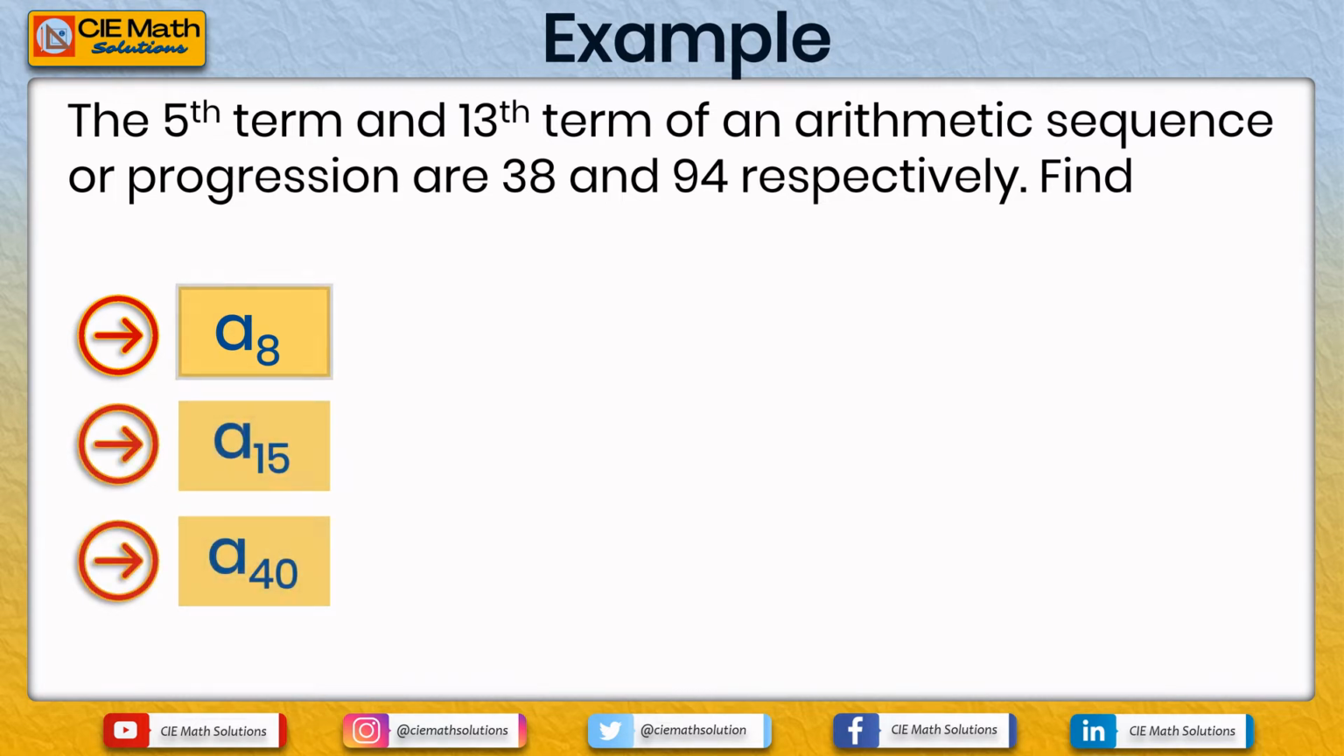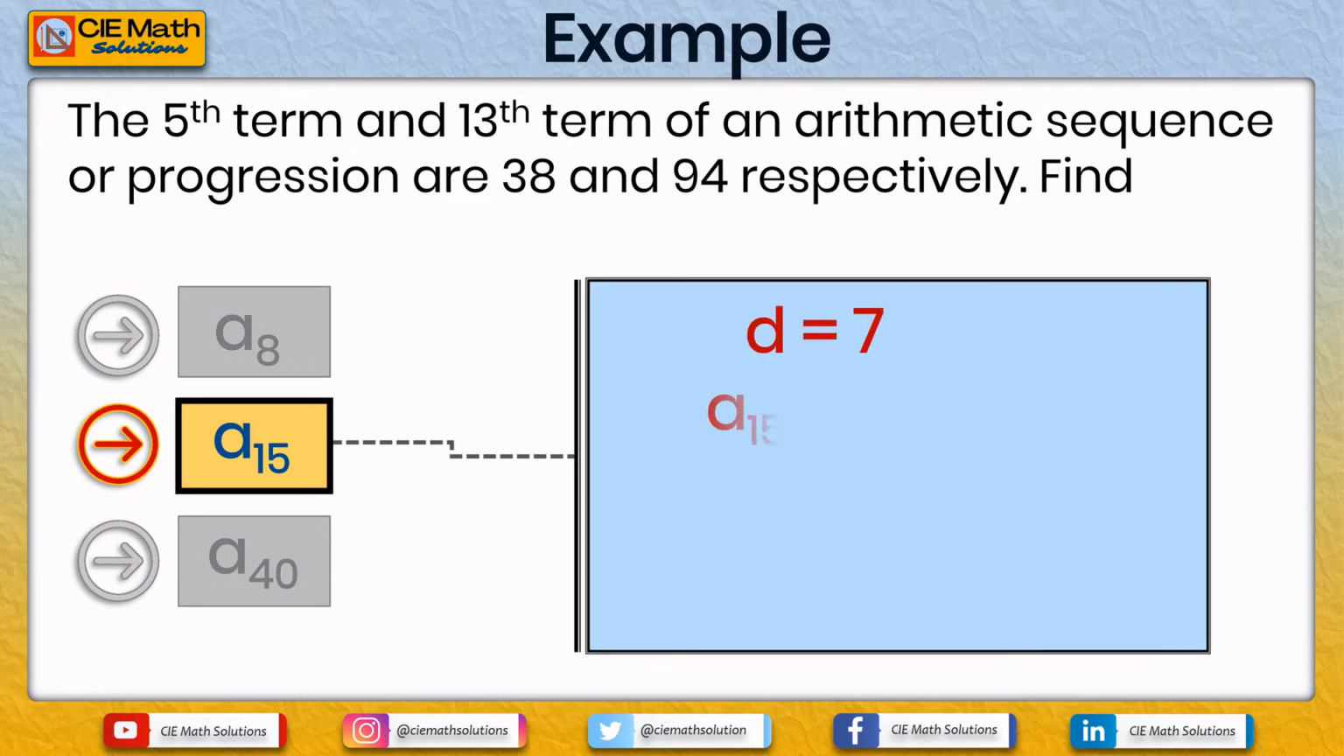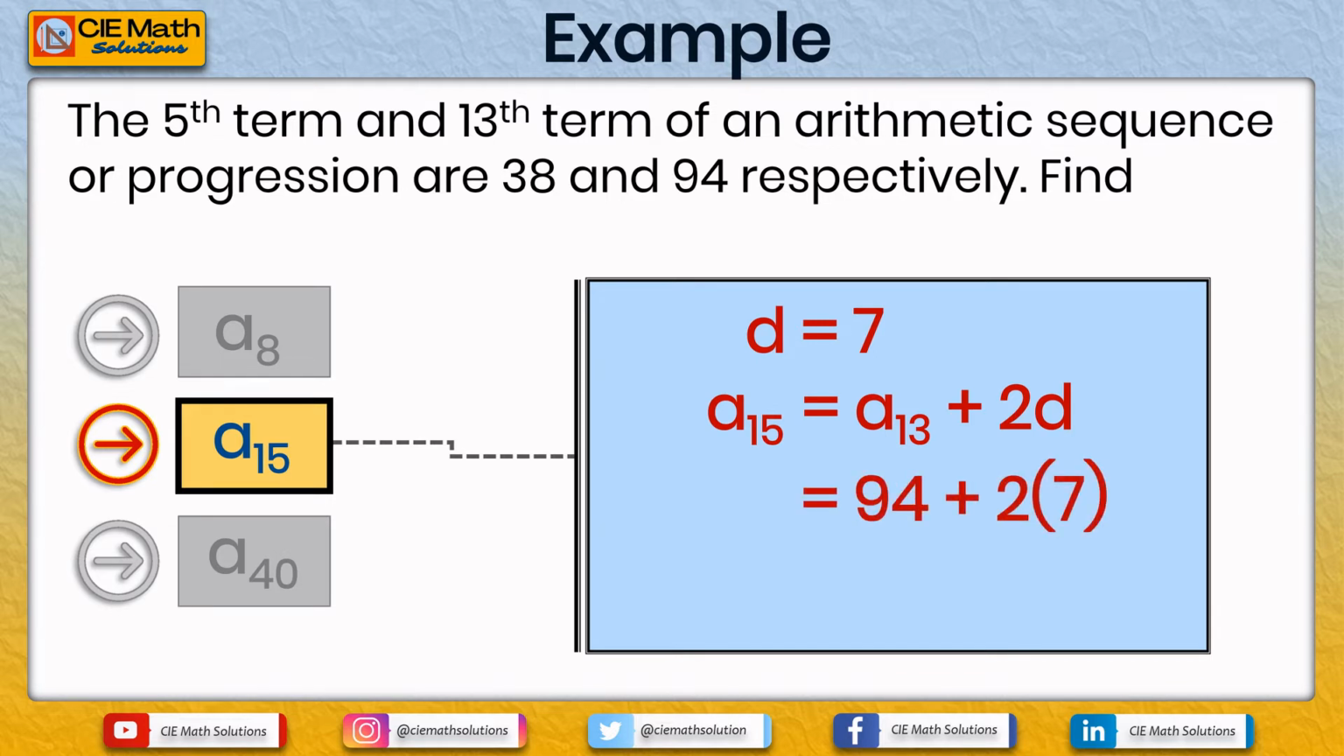For the second item, which is the 15th term, or A15, the value of D is still 7. We will then have A15 is equal to A13 plus 2D. We will now substitute the values of A13 and D. We will then have 94 plus 2 times 7. Simplifying, the value now is equal to 108. The 15th term then of this arithmetic sequence is 108.